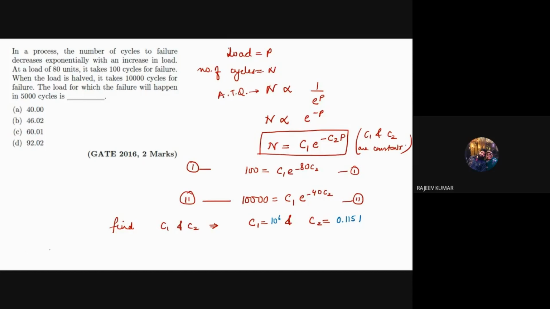Now once you get this thing, you have to find out the final answer. You have to substitute this C1 and C2 into the final equation where the number of cycles are 5000. So final वाला क्या होगा हमारे पास यहाँ पर, 5000 is equals to C1, C1 की value you have 10 raised to 6, e raised to the power minus 0.1151 p. For this you have to find out the value of p. Just check what is the answer you are getting.